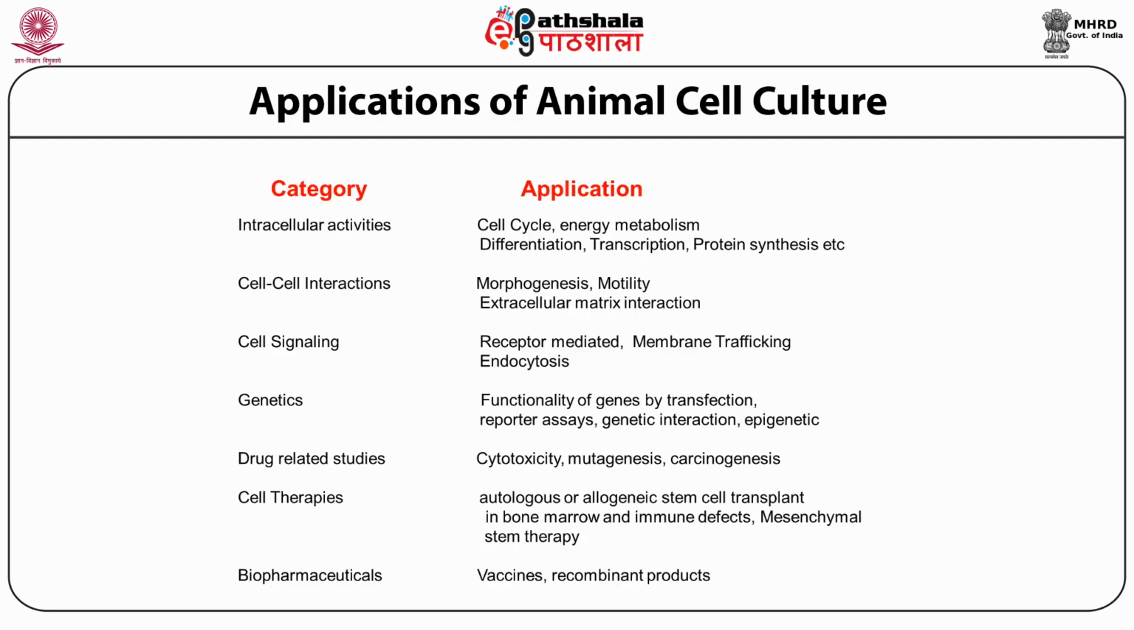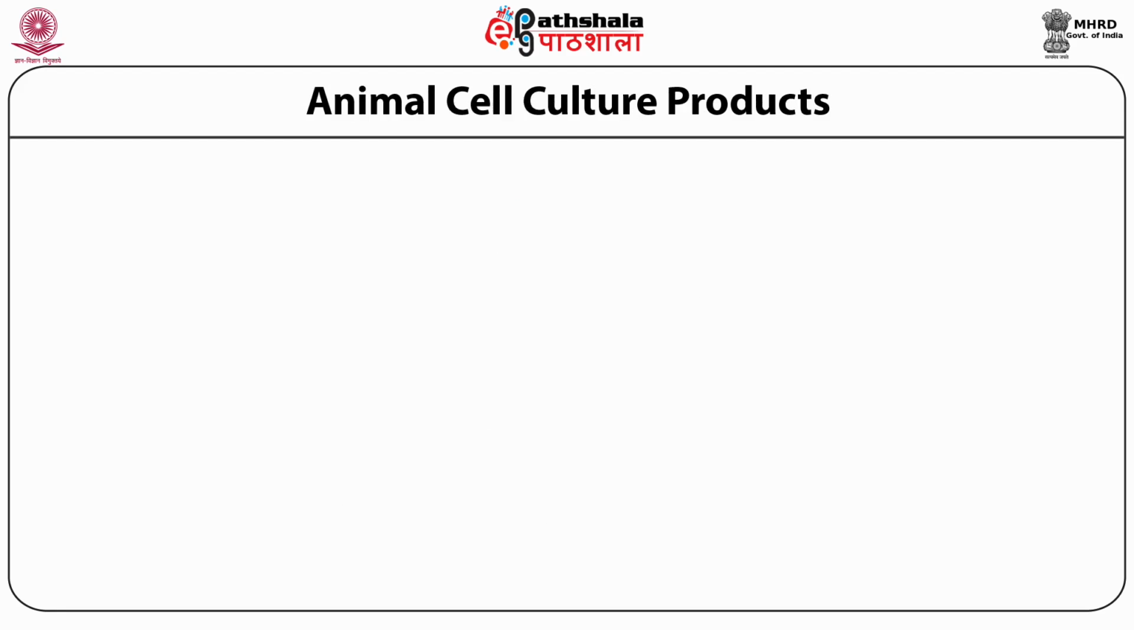And finally, cell culture system is extensively used in biopharmaceutical industries for production of vaccines and recombinant products, which is shown in the next slide. The animal cell culture products are a major component of the biopharmaceutical industries, and this includes production of vaccines such as vaccine against the polio virus, and hormone production such as the growth hormone for diseases related with growth retardation, renal insufficiency, infertility, etc.